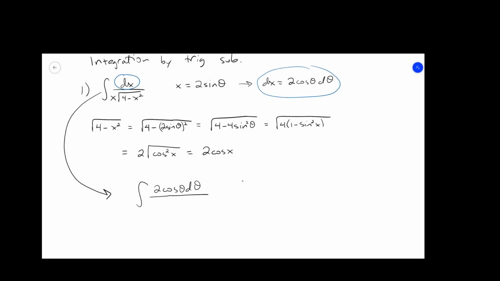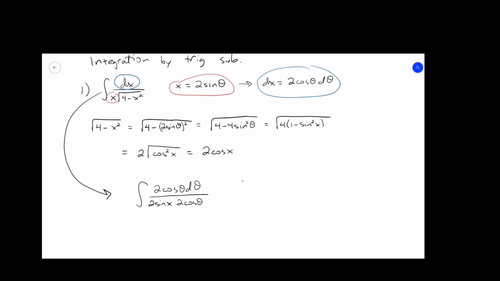Okay? Then, what else do we have? In the denominator, we have an x also, right? There's an x right here. Well, what's x? X is 2 sine theta. So that means that we're going to put the 2 sine theta right there in place of x. Lastly, that radical term, right? We just said what happens to that. That turns into 2 cosine theta.